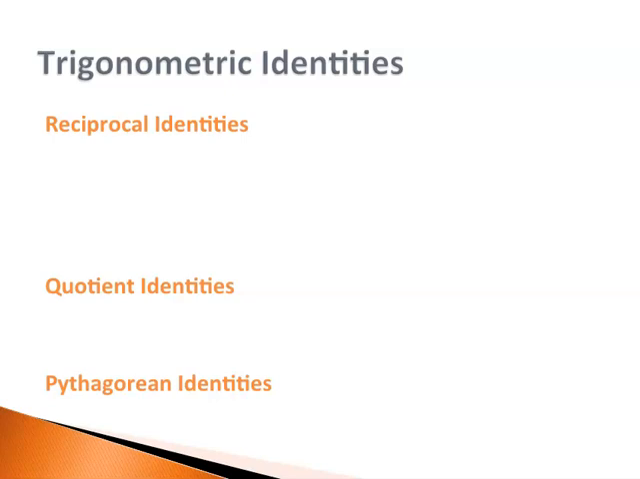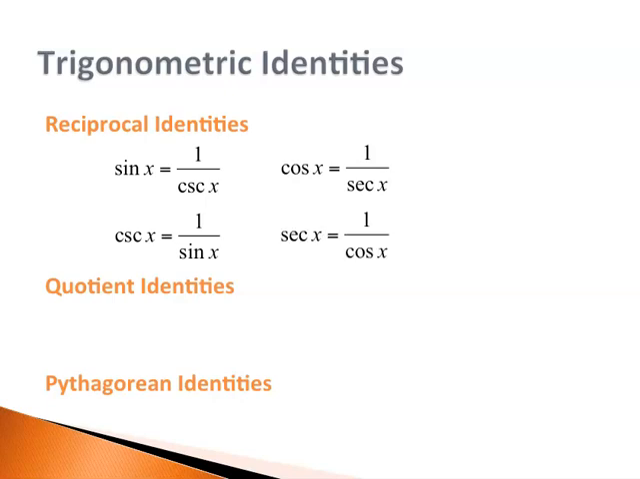These, as their name suggests, have to do with the pairing of the reciprocal trig functions. So remember that sine is the reciprocal of cosecant. So sine of x is equal to 1 over cosecant of x. Cosine is the reciprocal of secant. So cosine of x is equal to 1 over secant of x, and vice versa. And then tangent of x is equal to 1 over cotangent of x. And the same thing the other way. So cotangent of x is equal to 1 over tangent of x.